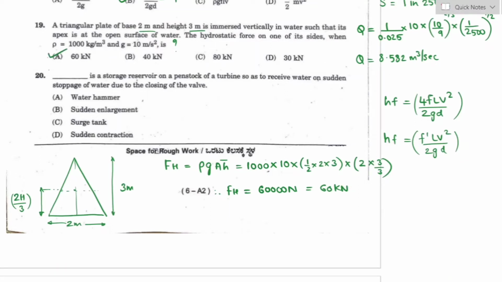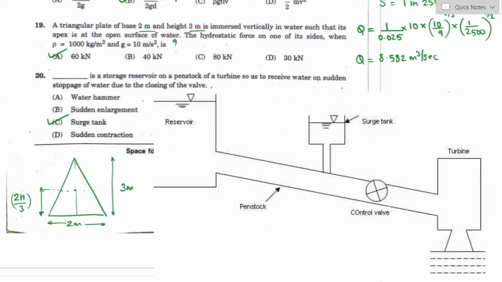Question number 20. Dash is a storage reservoir on a penstock of a turbine so as to receive water on sudden stoppage of water due to closing of the valve. When there is a sudden stoppage of water due to closing of the valve, we use surge tanks. Option C is the right answer. Surge tanks are installed on a large pipeline to relieve excessive pressure caused by water hammer and to provide supply of water to reduce the negative pressure if a valve is suddenly opened.